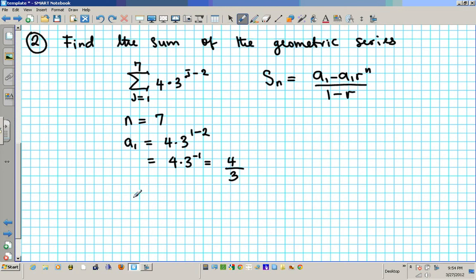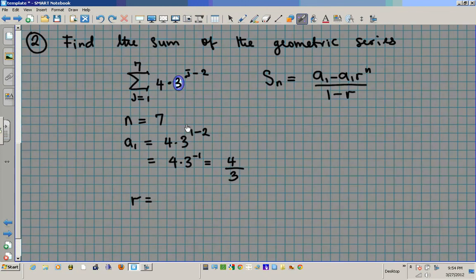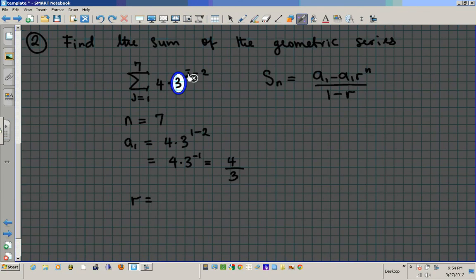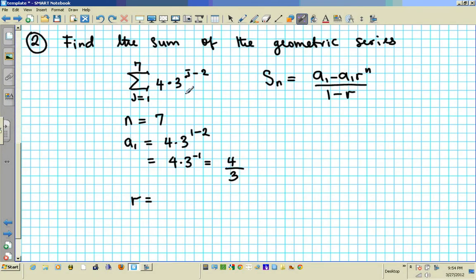Okay. Now, what's the common ratio? This one's a little bit tricky. Whenever you have a problem like this, any number that's being exponentiated or raised to a power is the common ratio, because you keep multiplying by that number over and over again. So this number right here, raised to the power j minus 2, is your common ratio. So r is basically 3, because that's what's being exponentiated.